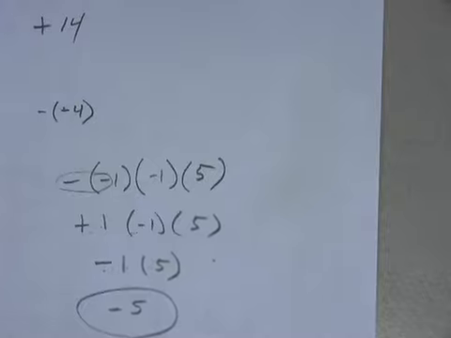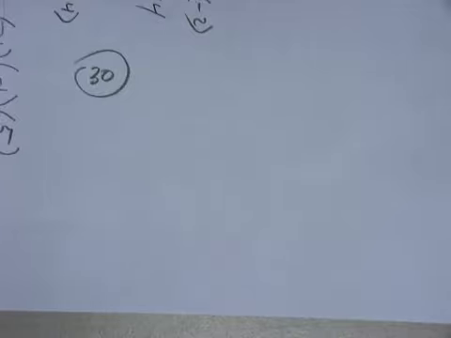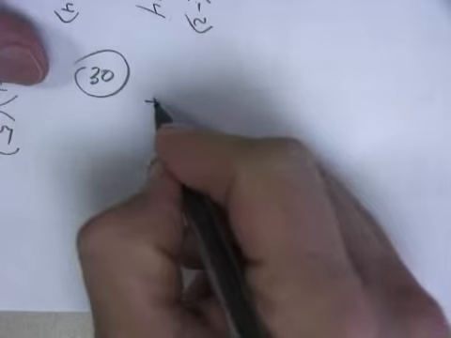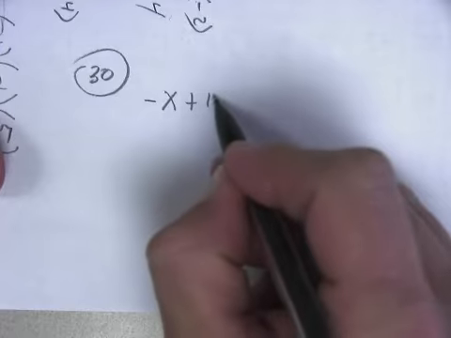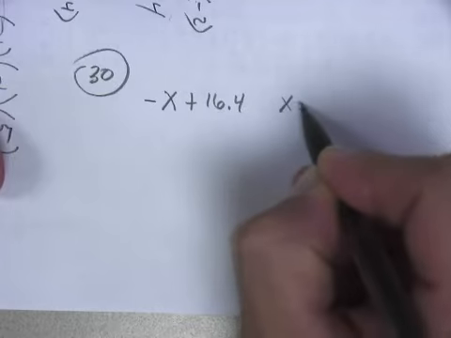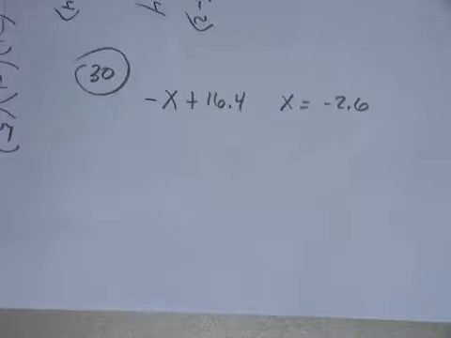Alright, I'm back. I'm going to do number 30 with you on your homework. So here's number 30, or something similar to number 30. So we're going to do negative x plus, let's say 16.4, and we're going to say x is equal to negative 2.6. This one is no different than what we've been doing, but it has a little bit of a different twist. I put these in here for a certain reason, to help you start recognizing how to add decimals together easily.